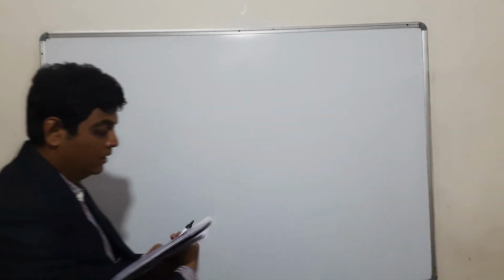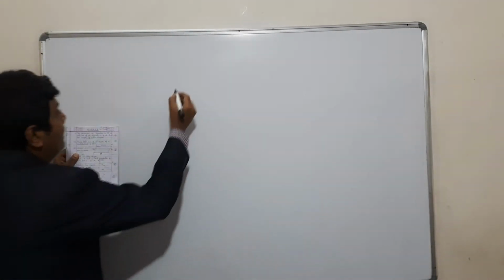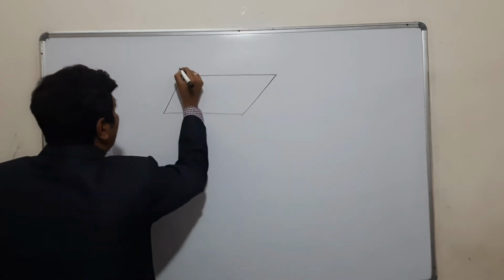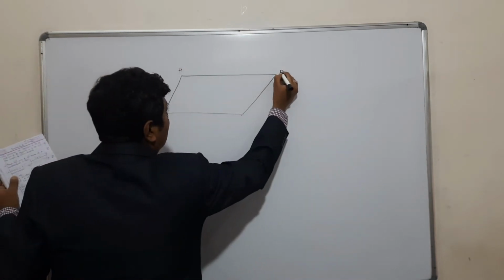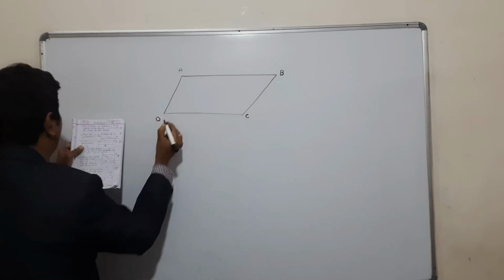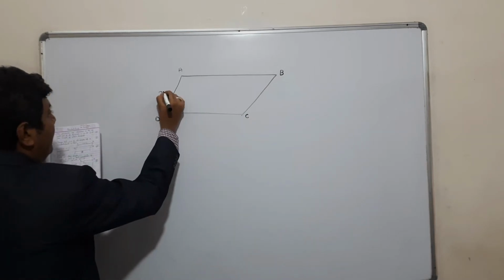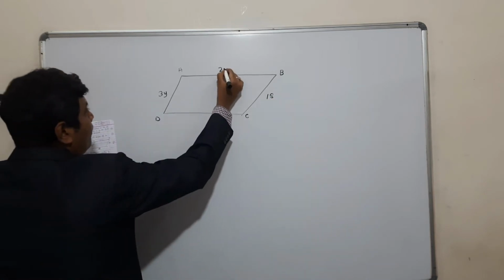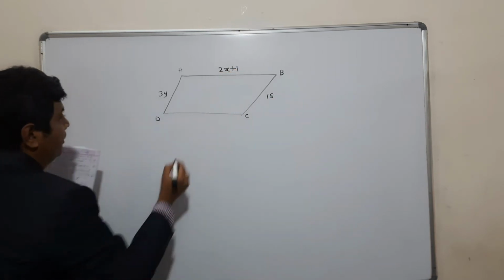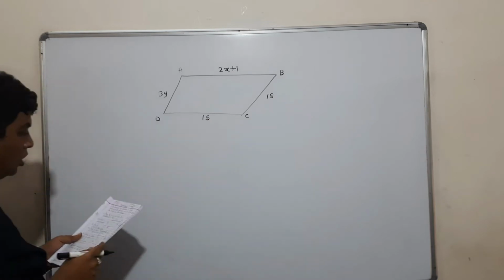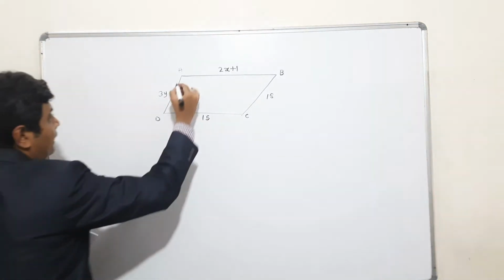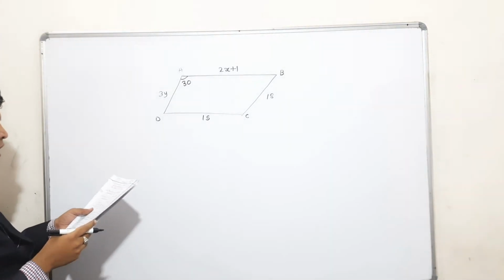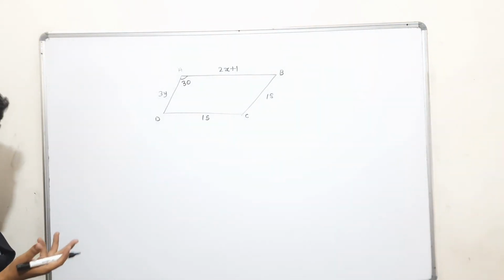Next question. Quadrilateral ABCD is a parallelogram. So you have ABCD is a parallelogram. You have 3y here, it is 18. Here it is 2x plus 1. And here it is 15. You have to find angle A is equal to 30. You have to find all the angles, x and y, and the perimeter of the parallelogram.